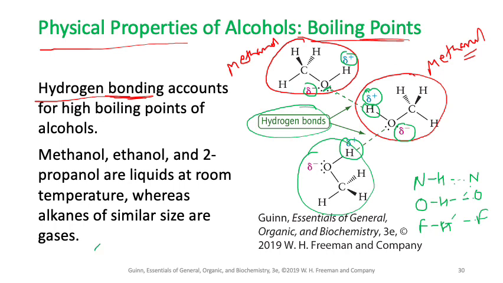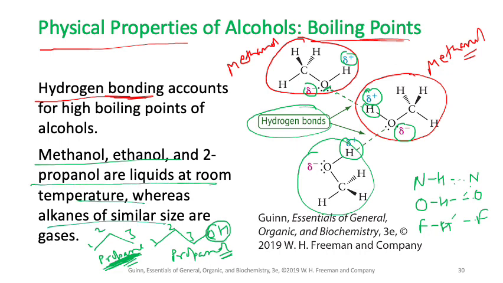So for example, between the two structures, which one has a higher boiling point? This is just a simple alkane, propane, and what's the name of this? 1, 2, 3, this is propanol, with an alcoholic group. Even though they have the same number of carbon atoms, because of the alcoholic group, propanol has a higher boiling point because it can make hydrogen bonds. Propane doesn't have any polar bond, so it cannot make any hydrogen bond. It can only show dispersion forces, which are very weak. That's why propane has a lower boiling point compared to propanol. So this is how you can compare methanol, ethanol, and 2-propanol, which are liquids at room temperature, whereas alkanes of similar size are gases because they don't have enough intermolecular forces.